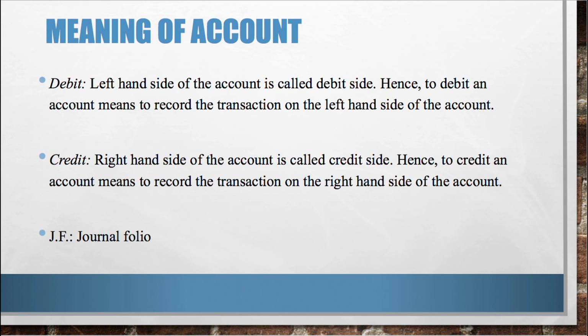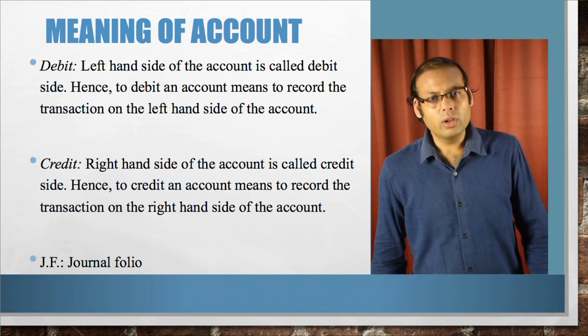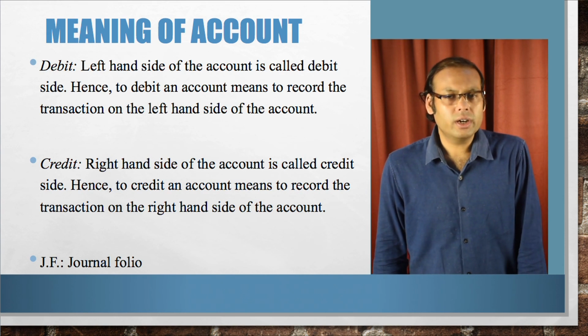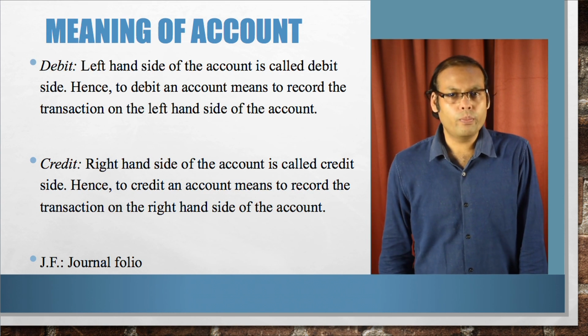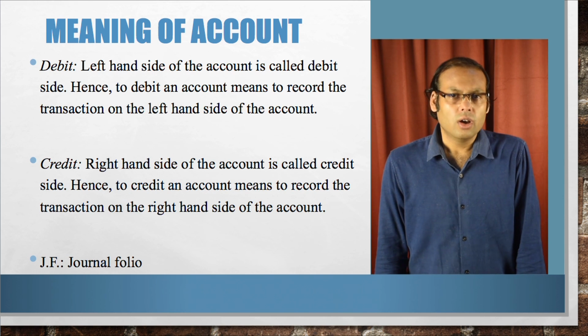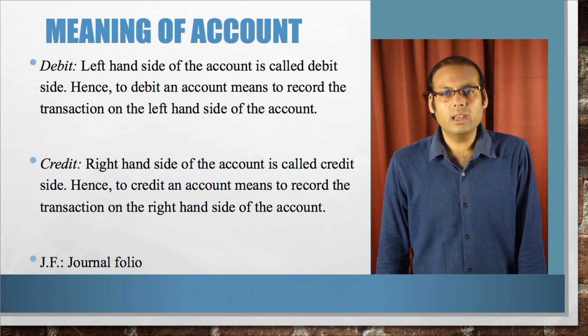Then there is another term, JF. JF means journal folio. Folio means it's a page number of the journal book. In the journal book we have recorded this particular transaction. Again, when we come to the format of the journal, we will see that there will be another term, LF. It means ledger folio, the page number of the ledger book. So there will be a cross reference of these two books, journal book and ledger book.